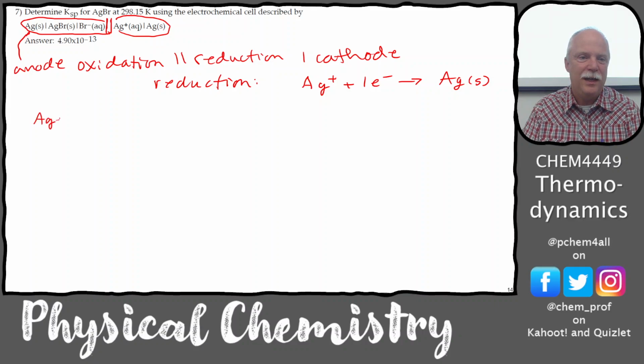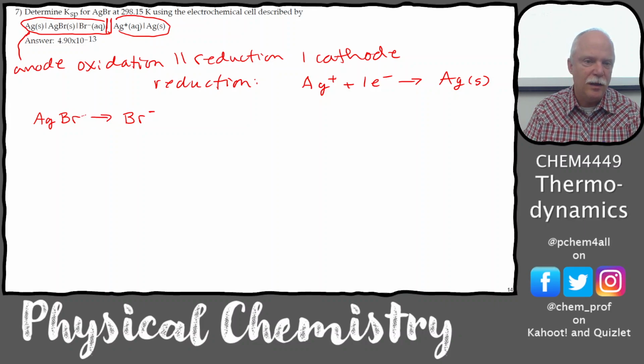We have AgBr going to Br minus. And let's balance the silver. So this is AgBr solid. This is Br minus aqueous. And we need to balance the silver. And notice it's in contact with that silver electrode. So it's probably going to be silver solid.